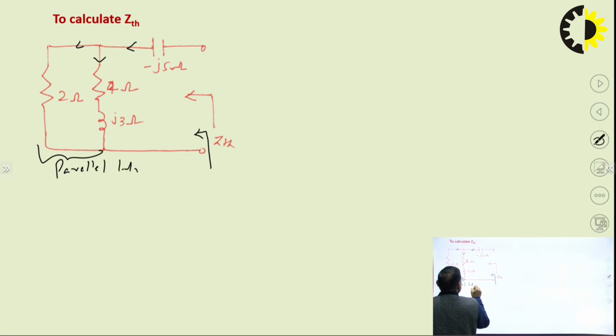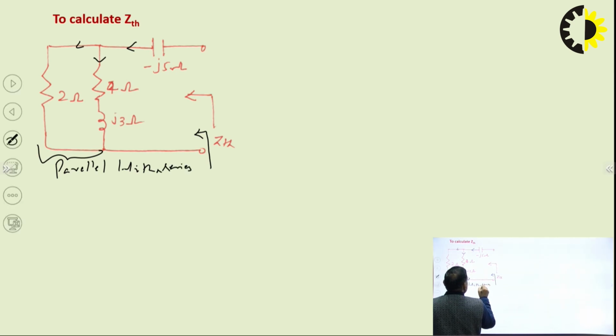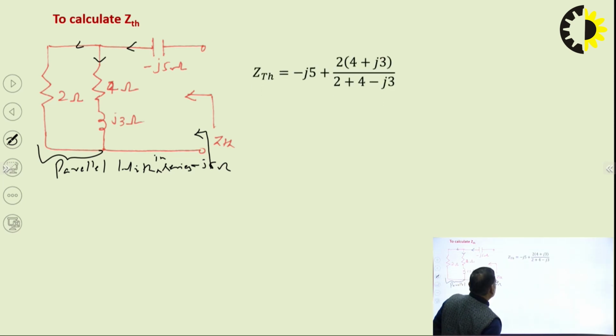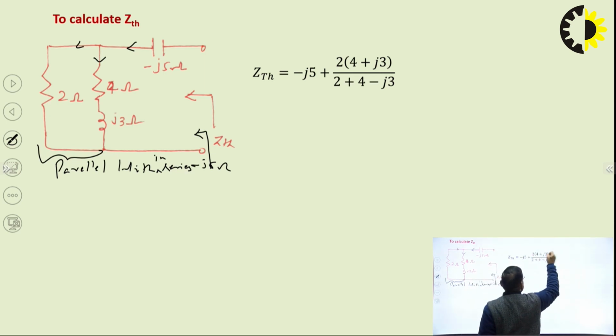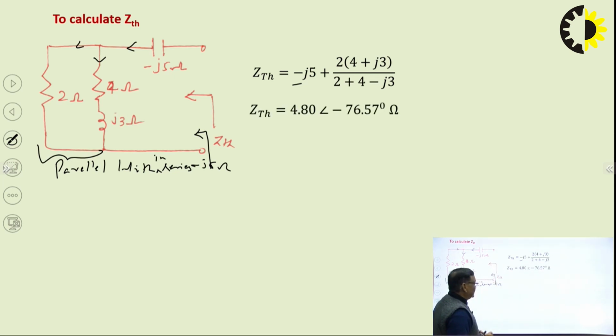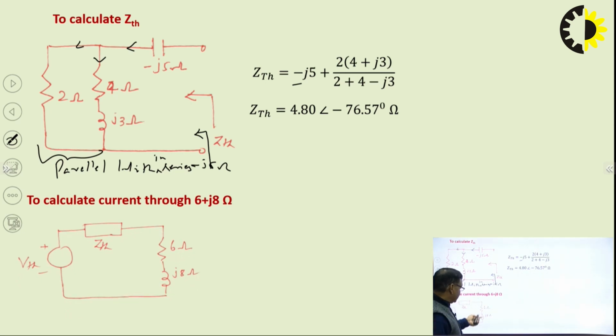So, they are in parallel, in series with the minus j5 ohm. So, what we will do is find the equivalent impedance of these two branches, and then take the series. So, this is in parallel, and in series with this. So, this is the ZTH. So, this way we can calculate the ZTH. Now, this is the last step.